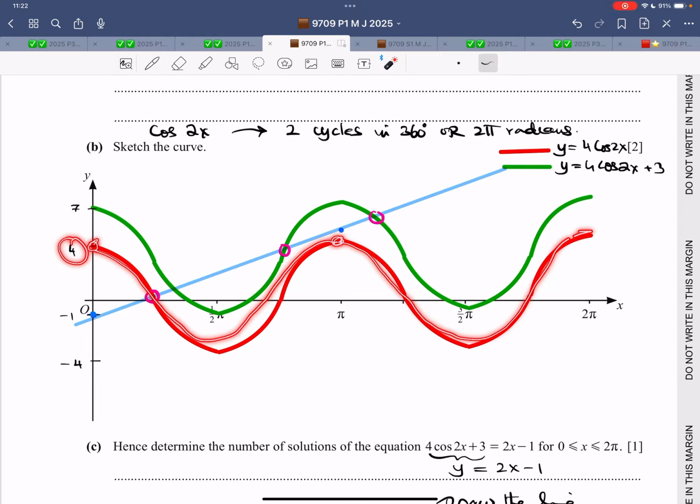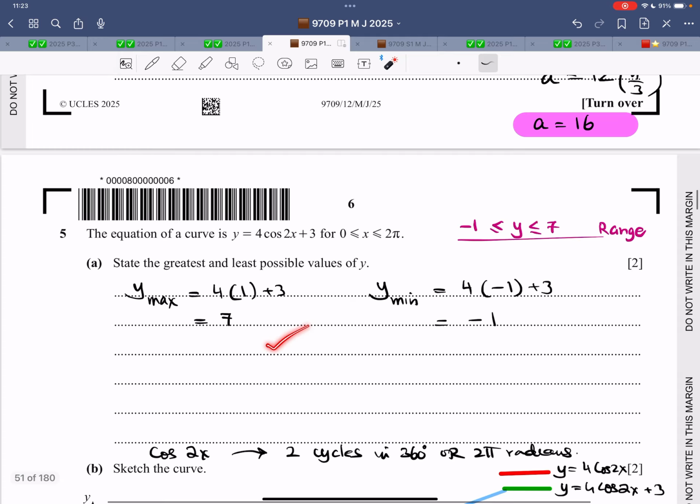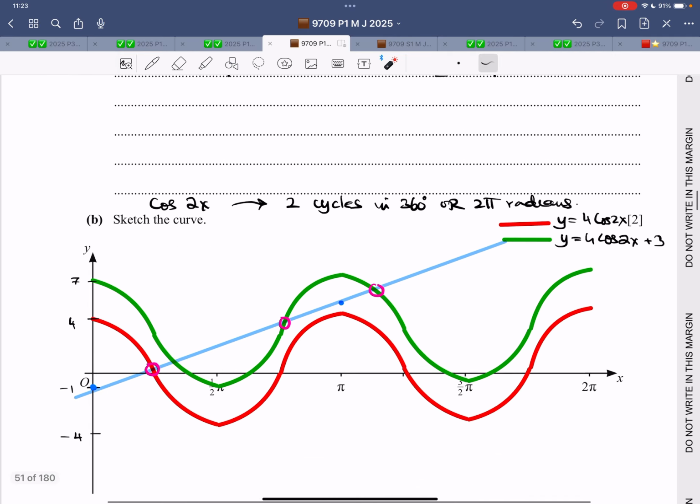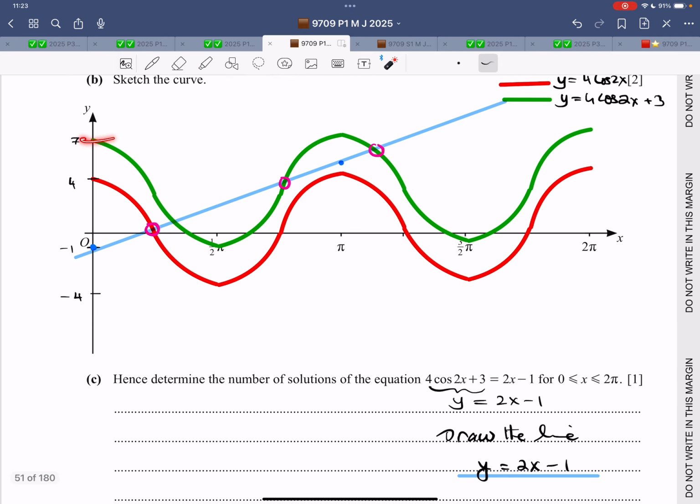Maximum is 4, minimum is -4. That is 4 cos 2x. Then we are increasing it by 3 units. So 4 becomes 7. -4 becomes -1. So basically, what the examiner is trying to do is to give you a hint so that you stay within the limits. You stay between these two maximum and minimum values. So all good, all clear.